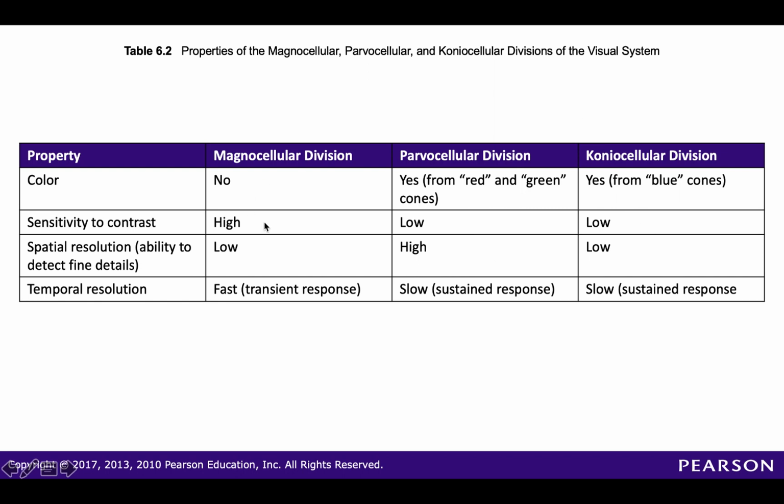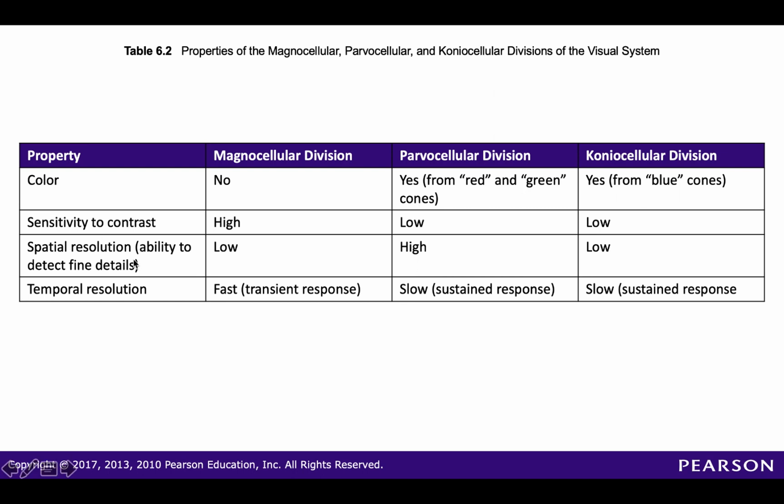Rods, on the other hand, can determine differences in brightness from very low to higher. That's why the magnocellular division, which gets its information from rods, has high sensitivity to contrast. It can distinguish between low, medium, and high brightness.